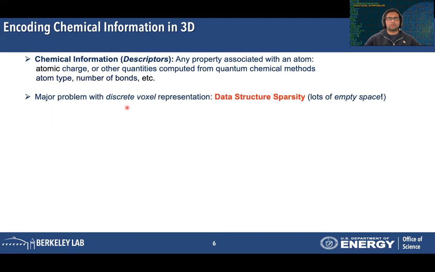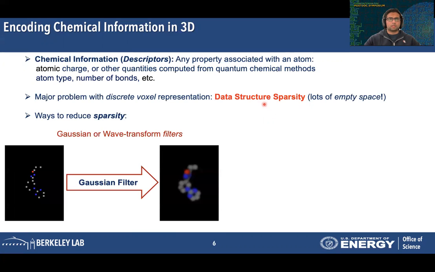However, a major issue with 3D discrete voxel data structures is their intrinsic sparsity, which in turn may lead to an underfitted model due to the lack of enough information to learn from in the input representation. There are quite a few techniques available in the literature to reduce the sparsity of a 3D data structure. For example, we can reduce sparsity to some extent by convolving the 3D molecular image with a Gaussian or a wave transform filter, which imparts smoothing or a blurring effect to the input representation, which also helps capture the interatomic interactions approximately.